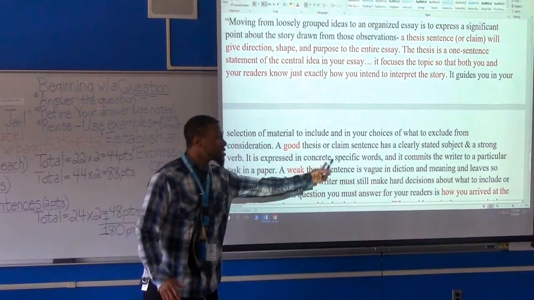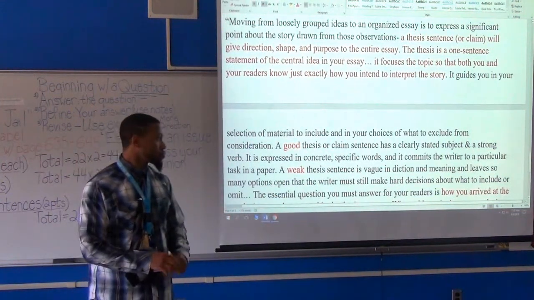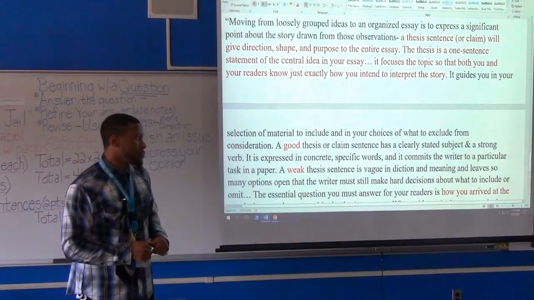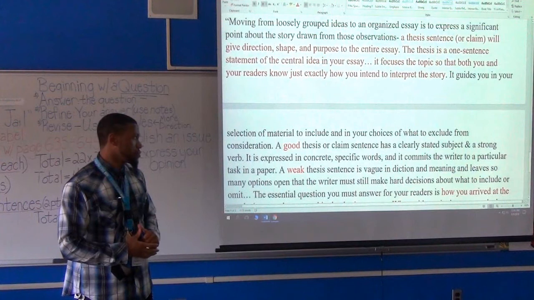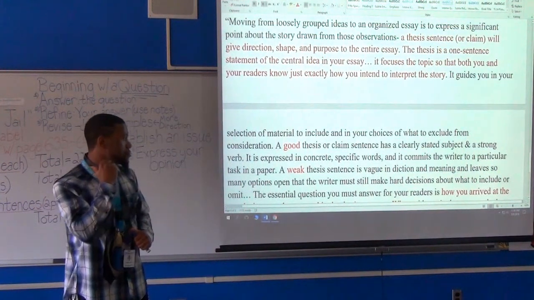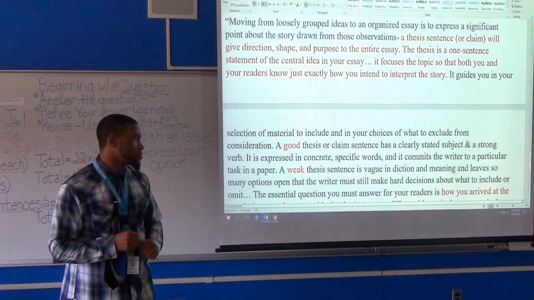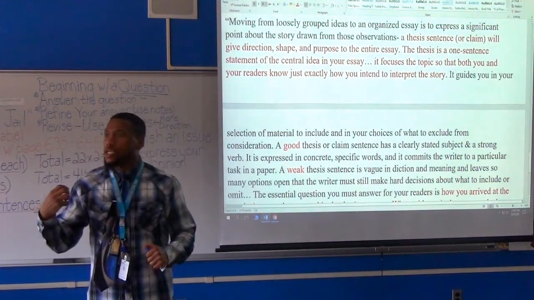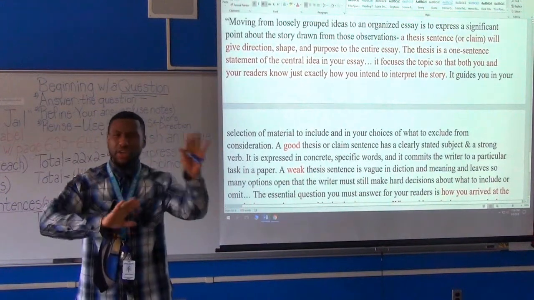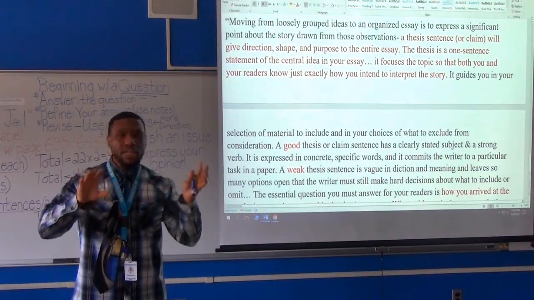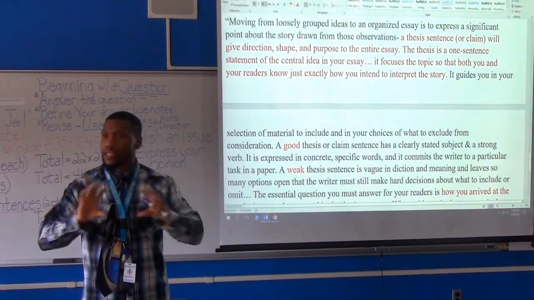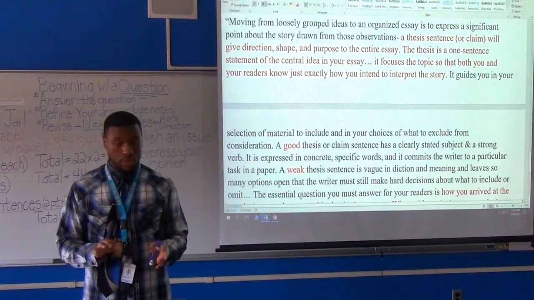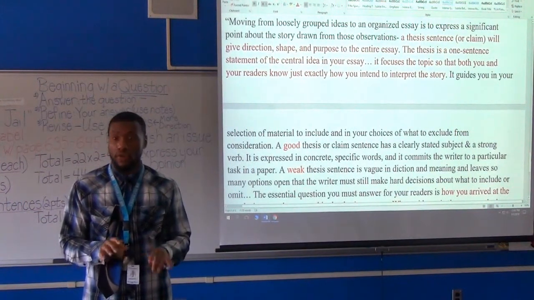Concrete, specific words. So what's a weak one? A weak thesis sentence is vague in diction and meaning, and leaves so many options open. The writer must still make hard decisions about what to include or omit. Omit means to take out. Vague means it's unclear, and diction is wording. So if your wording is unclear, that means you don't have a focused thesis. And if you don't have a focused thesis, you don't know where you're going in your paper. You're like, I don't know what I'm trying to say. I'm just trying to write this up and turn this in and get an F on it. That's all I want to do.